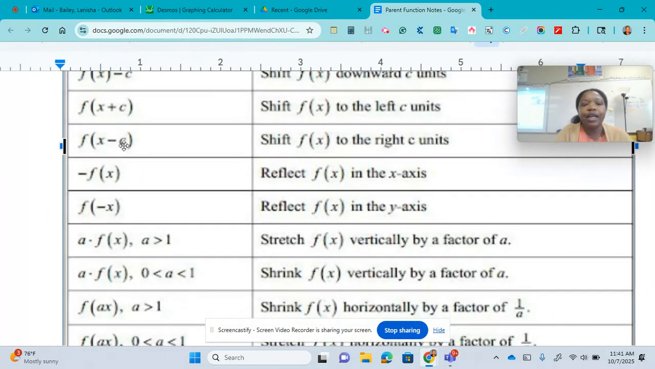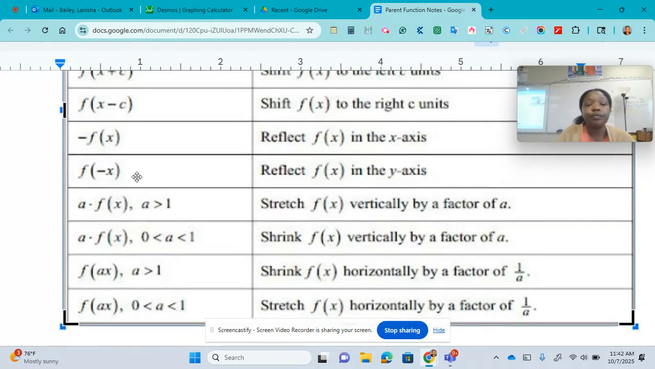Now, if it's inside with the x and we are subtracting, remember the x's lie, so we're not going towards the negative. We're going to go towards the positive because the x is a bold-faced liar. Just a whole other thing because, hey, x's be lying.